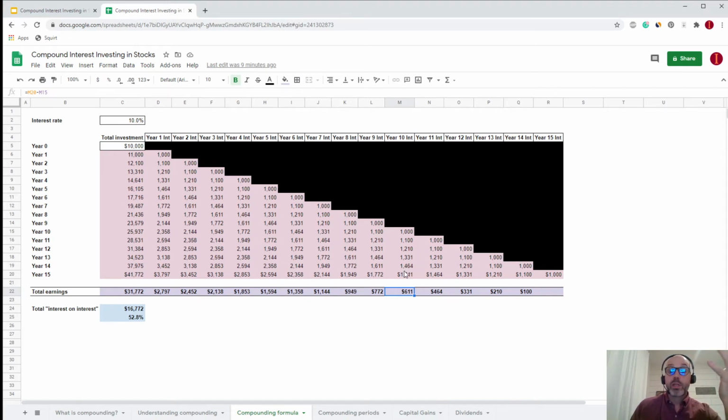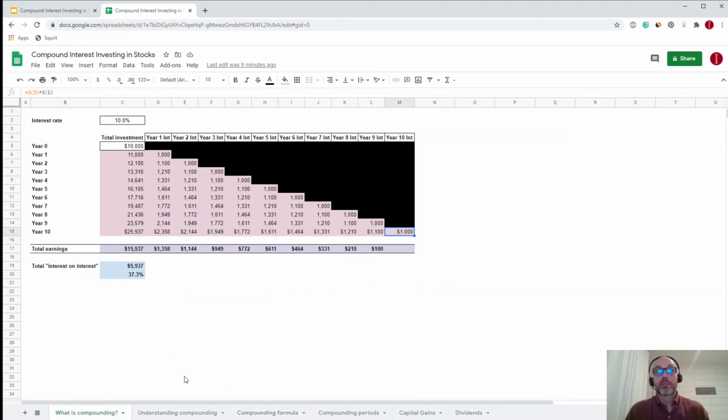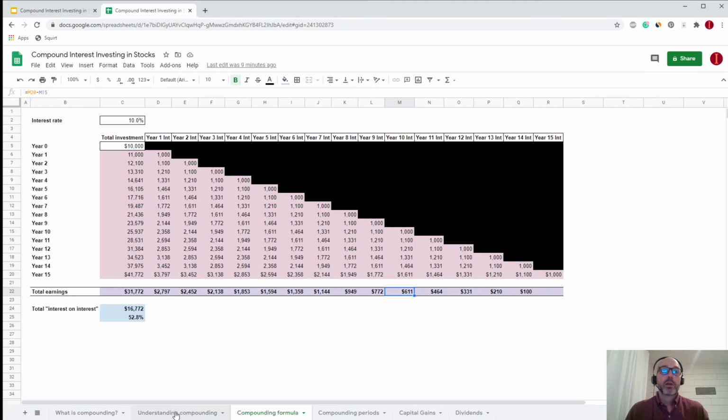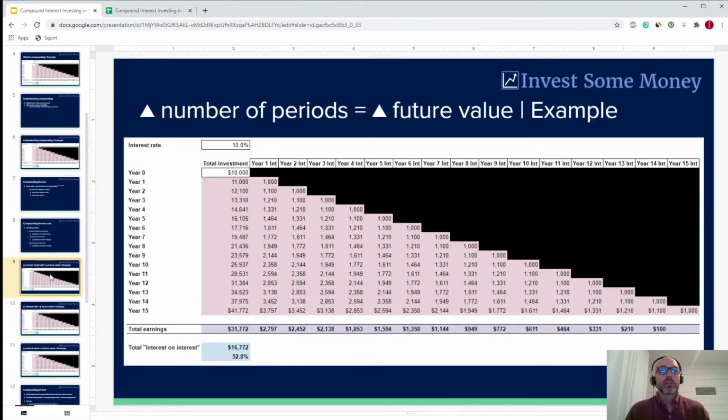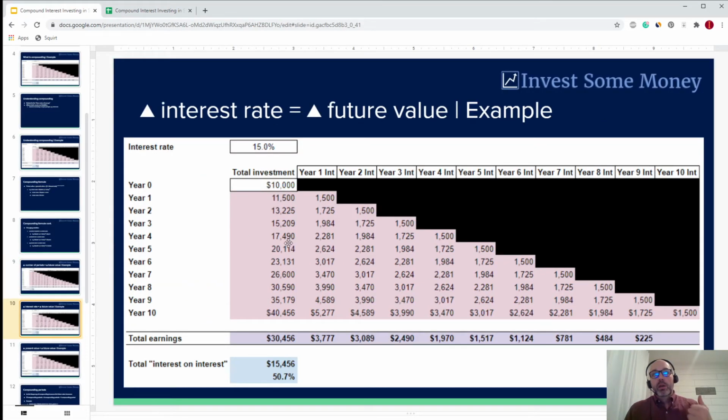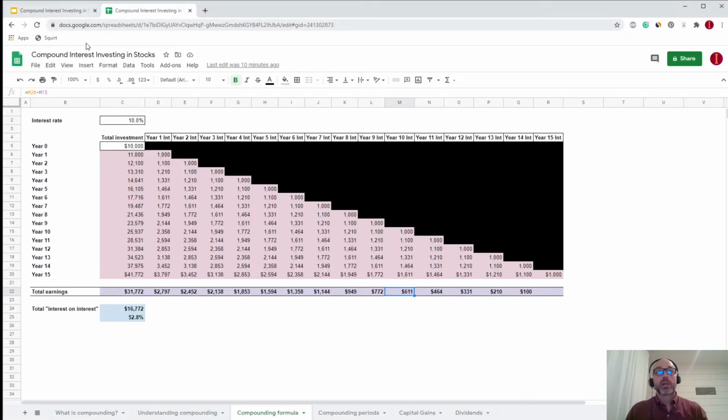It's kind of a multifaceted effect and how it helps your investments grow, particularly the greater the amount of time. So total interest on interest, you can see, was 16,772 versus 5,937, considerably more for 5 more years. Okay, and let's look at the other variables here. Interest rate goes up, interest rate up equals an increase in future value.